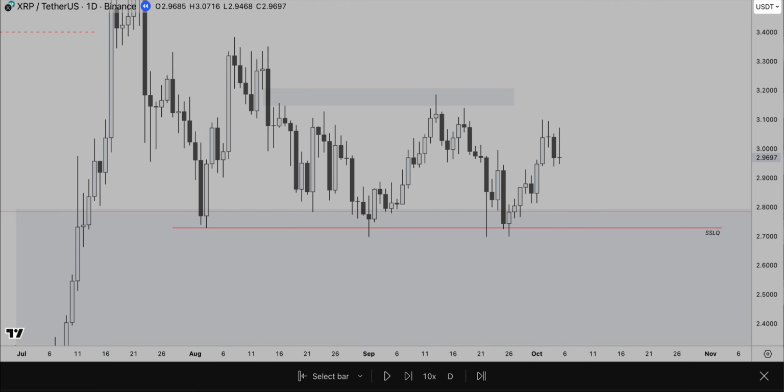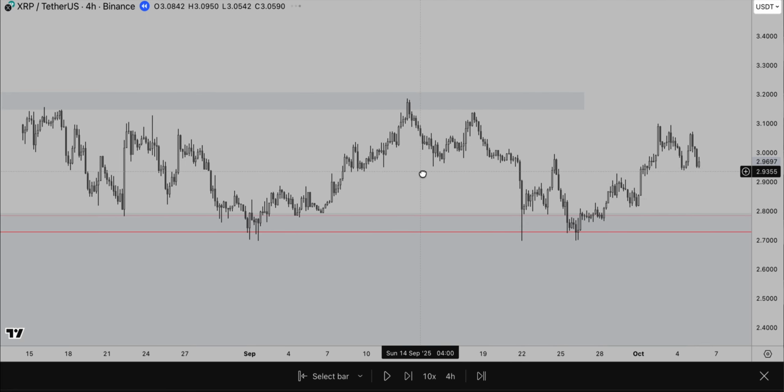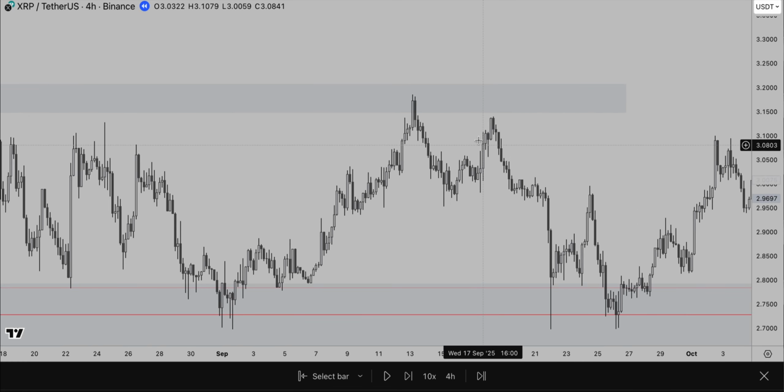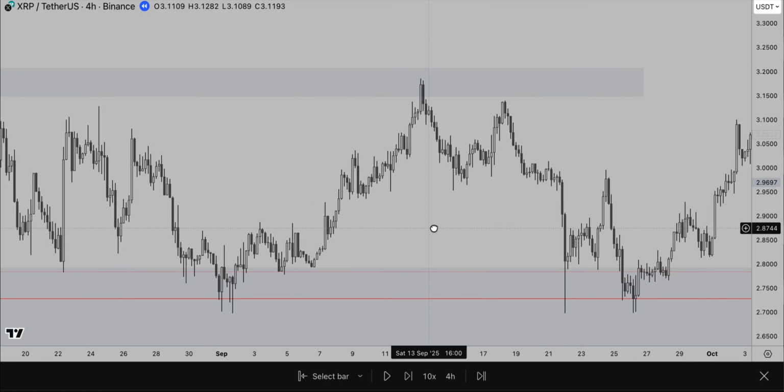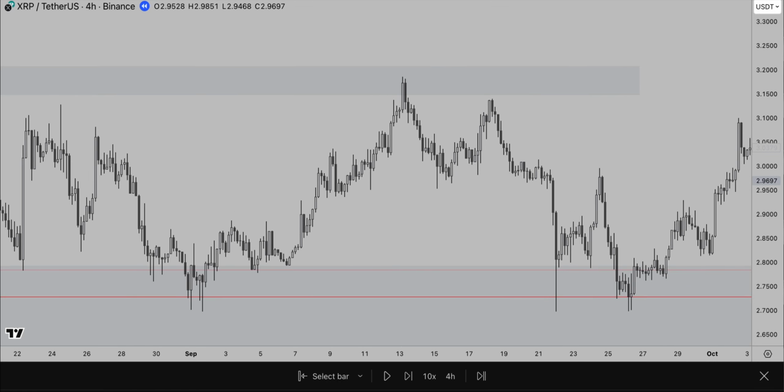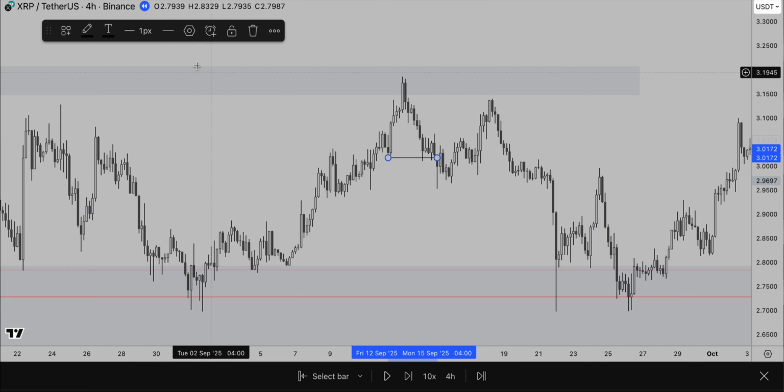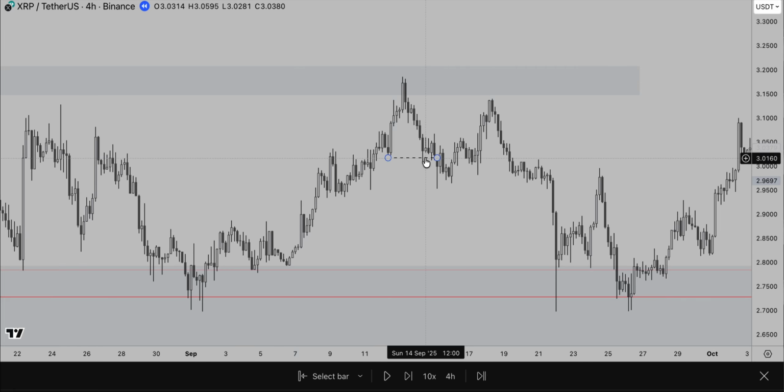Now, if we were to just go into the 4-hour, you can take your entry based on the 4-hour exactly where the fair value gap is. And this was also the OTE level, or you can wait for extra confirmation. And for extra confirmation, what you would want to see is a break of market structure. So we would mark this on as a break of market structure. And you don't want to see a wick break. This is not an official break of market structure. You want to see a clear body close below.